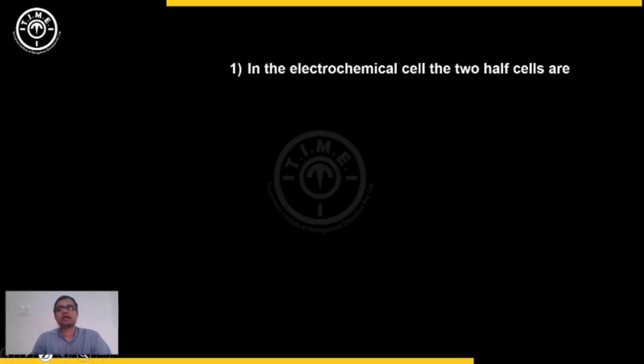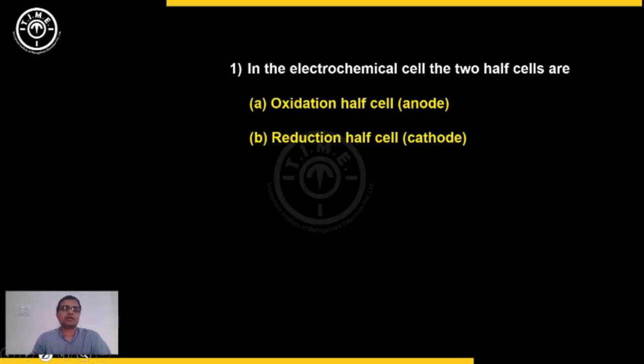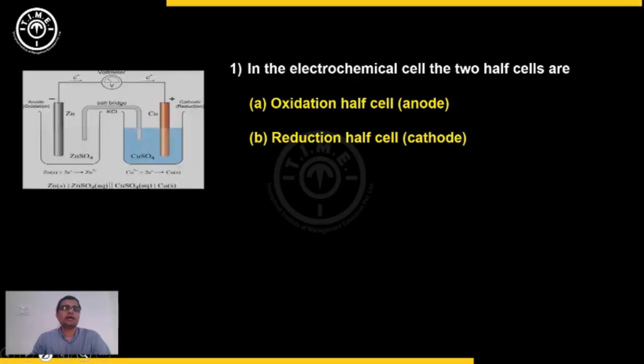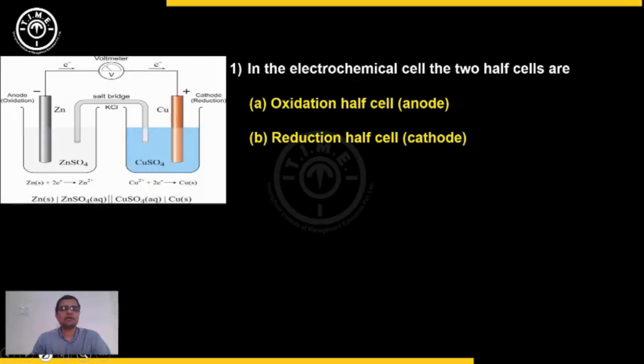In the electrochemical cell, two half cells are there. One is the oxidation half cell, the other one is the reduction half cell. The oxidation half cell is considered as anode. The reduction half cell is called cathode. Means at the anode, always an oxidation reaction takes place. At the cathode, always a reduction reaction takes place.